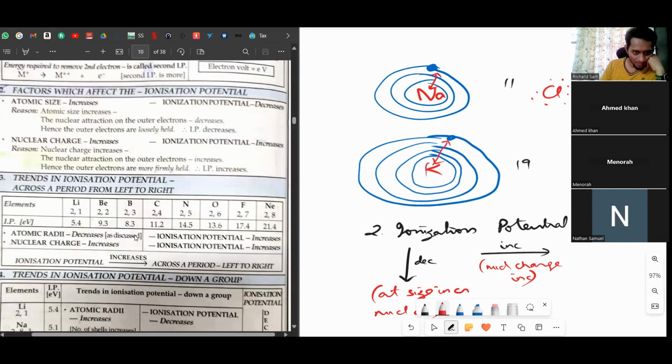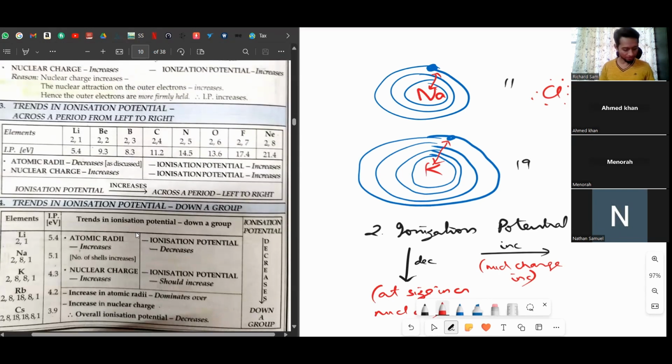Okay, let's look at how it's in your book. So in page number 12, you can see again they're explaining two factors which ionization depends upon. What are the two factors? Atomic size and nuclear charge. As I said, in every trend, you will see these two things, atomic size and nuclear charge. Now look at the table over there. Lithium, beryllium, boron, carbon, nitrogen, oxygen, fluorine, neon. They have given the second period elements, and under that they've given the ionization energy.